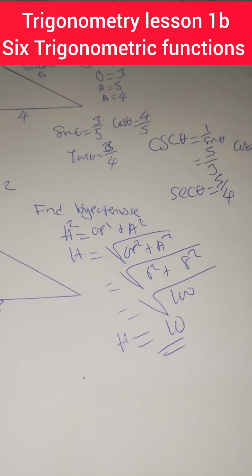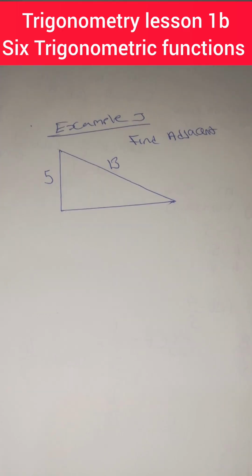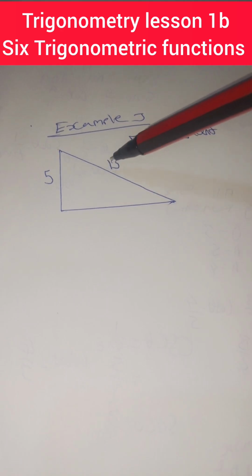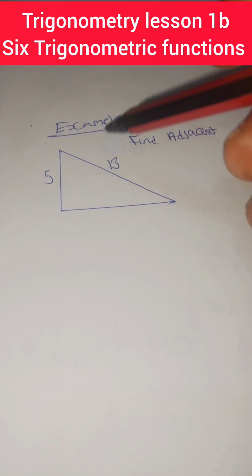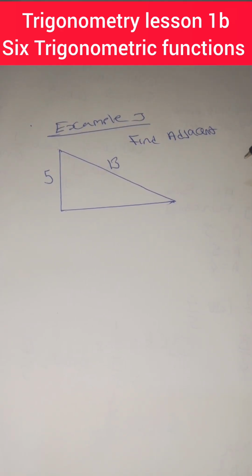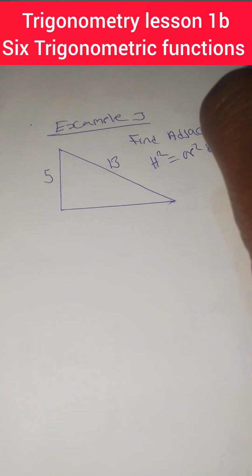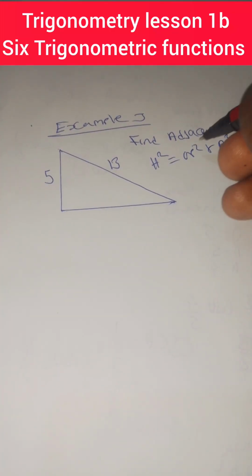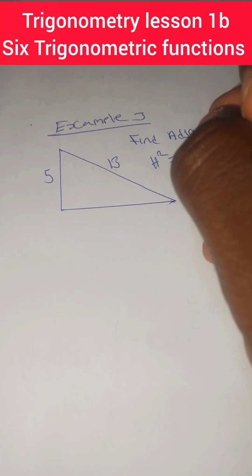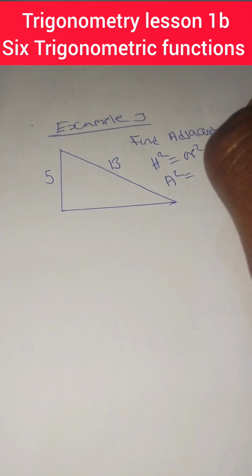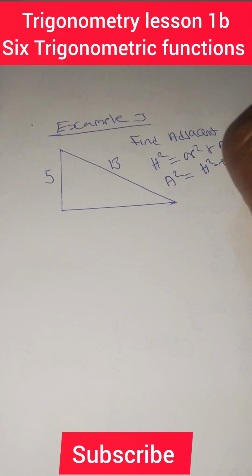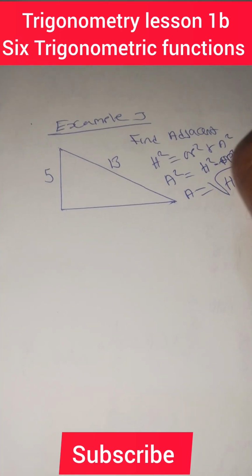Now let me do another example. Here we are finding the adjacent. We have been given the opposite and the hypotenuse. Just as I said earlier, hypotenuse squared is equal to opposite squared plus adjacent squared. Now how do we find the adjacent? The opposite squared will cross the equal sign. So adjacent squared is equal to hypotenuse squared minus opposite squared. So adjacent is equal to the square root of hypotenuse squared minus opposite squared.